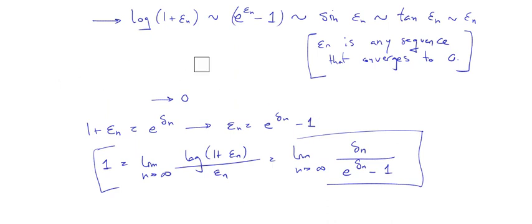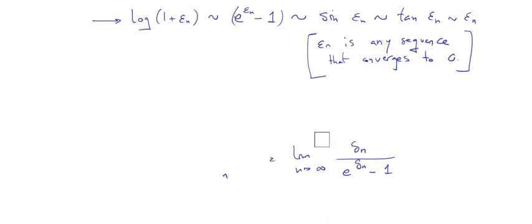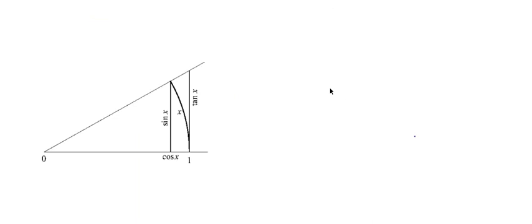Okay, so now let's go for the trigonometric equivalences here, okay? So I'm going to use this plot here to show that this is true. The absolute value of the sine of x is smaller or equal than the absolute value of x, which is smaller or equal than the tangent of x. Okay, so how do we know this is true? Well, this is true between minus pi over 2 and pi over 2, right?